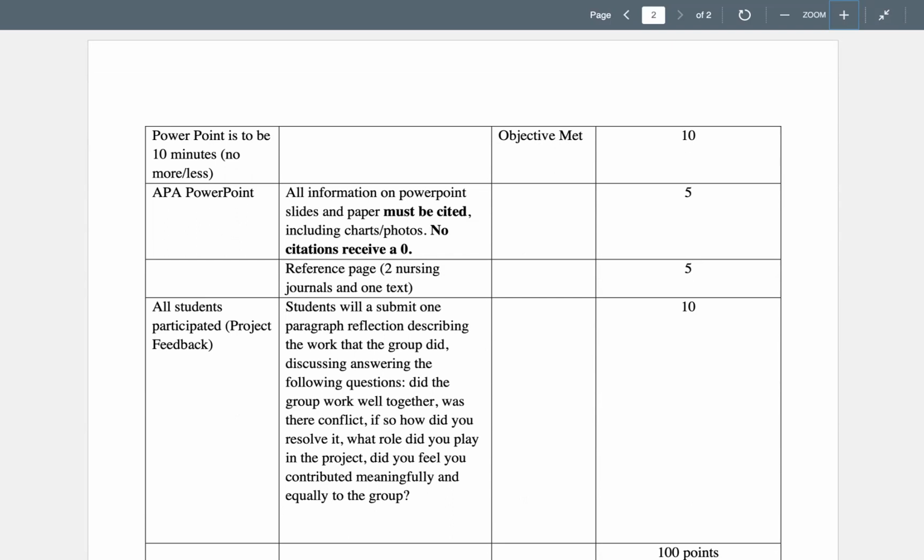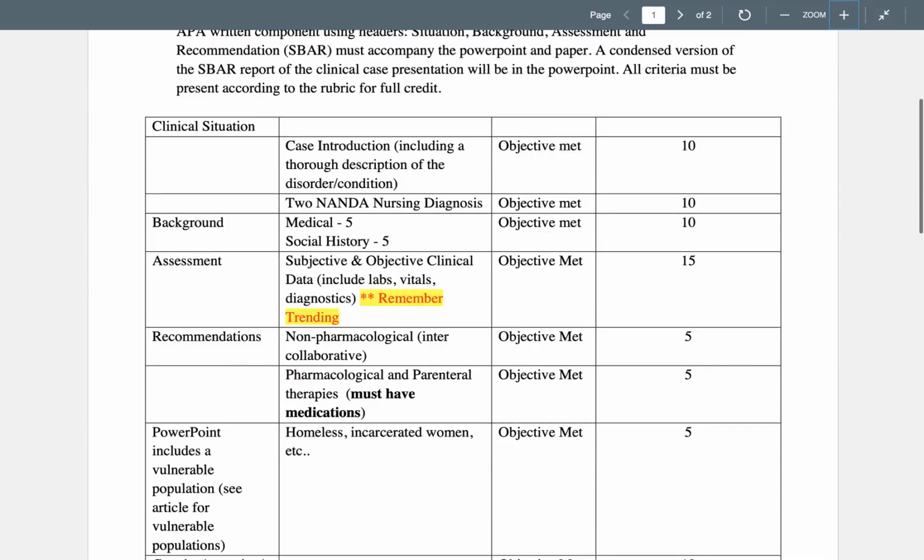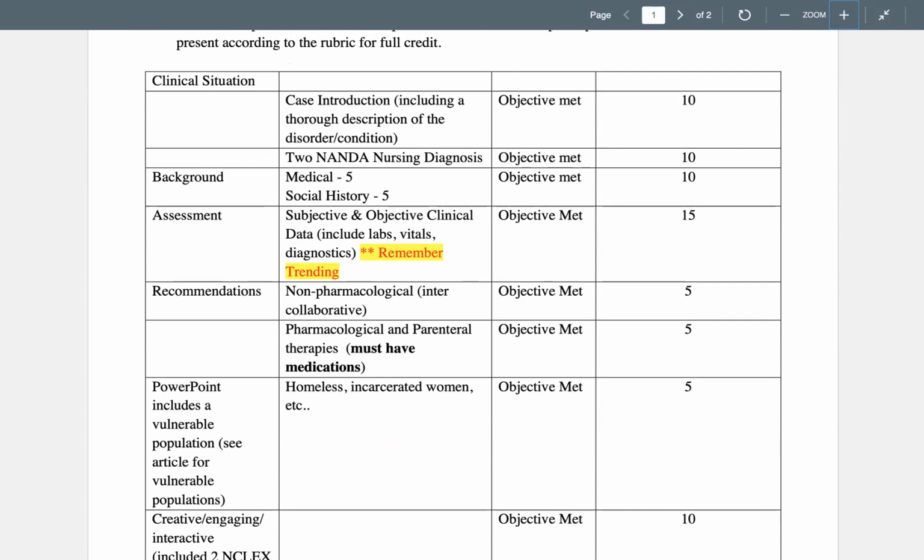Students practice this. And to be honest with you, very, very rarely do the students lose any points because they're practicing with their groups. If anything, they get a -1 because they did 9 minutes, or a -1 because they did 11 minutes. But other than that, they're really good about it. Okay, so the first thing I'm looking for, remember I showed you in that sample, is the case introduction. So you're giving me a thorough description of the disorder and the condition, and that is worth a total of 10 points. Then I'm looking for 2 NANDA nursing diagnoses, and that's going to be 5 points per NANDA nursing diagnosis.